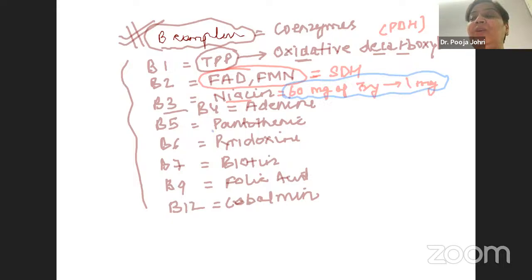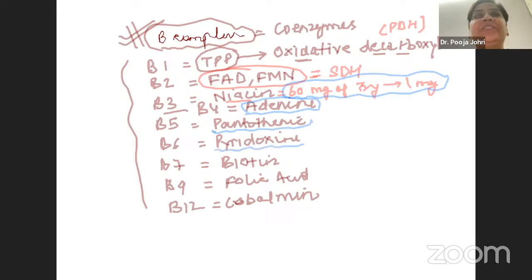Then we come over to B4. B4 is adenine, which is actually a type of nucleotide also. But as such, no important function of adenine has been used as a coenzyme, right? Then comes pantothenic acid. Pantothenic acid is associated with the fats.